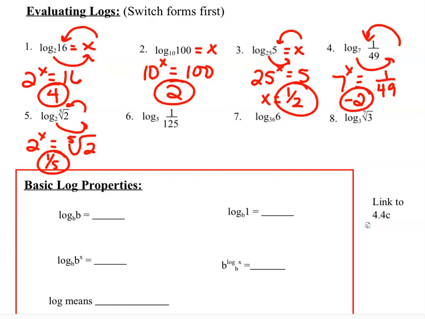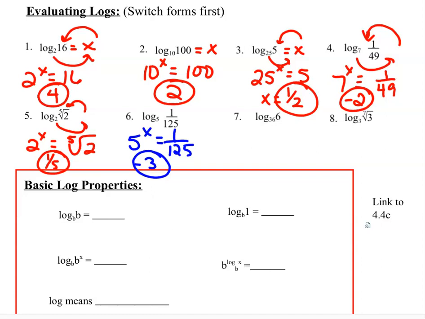All right, 5 to what power gets us 1/125th? We have to flip it, which means what kind of answer? Negative. And it's going from 5 to 125, which would have to be a cube. So our answer would be -3.